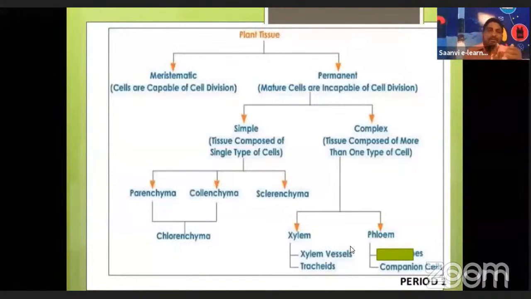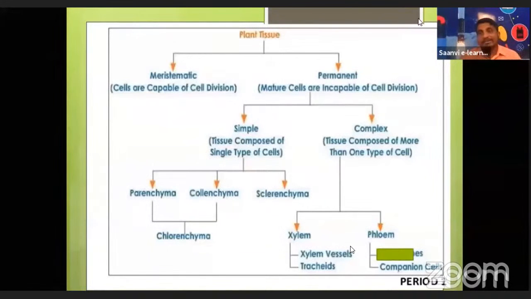And simple tissue is again categorized into three: one parenchyma, second collenchyma, third sclerenchyma. Parenchyma with chlorophyll is called chlorenchyma. Complex tissue is subcategorized into two: one is xylem and second one is phloem. In xylem we can see xylem vessels and tracheids. In phloem, we can see sieve tubes and companion cells. Very important, these all are.